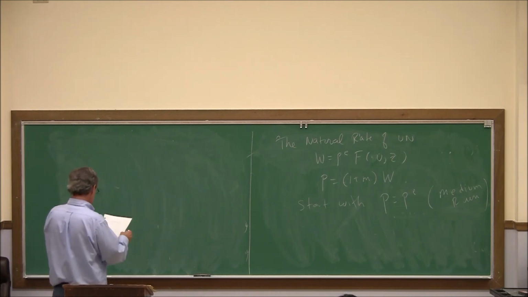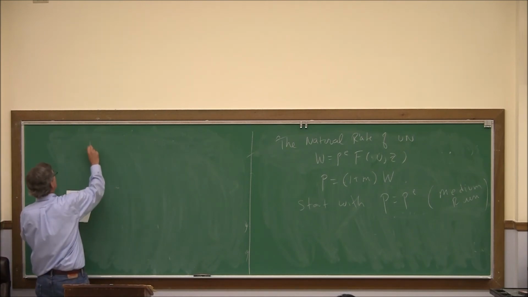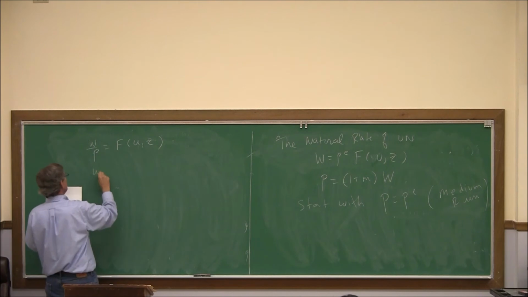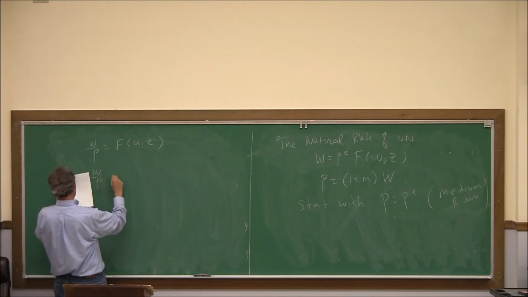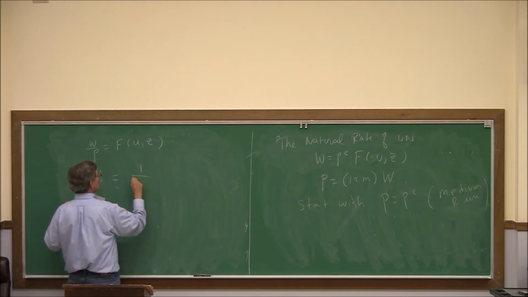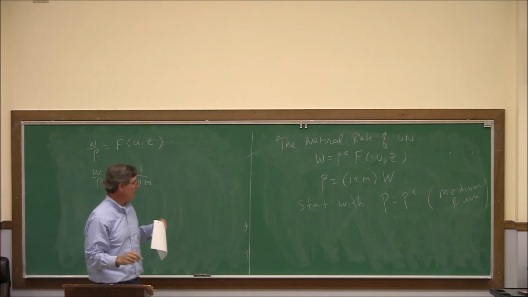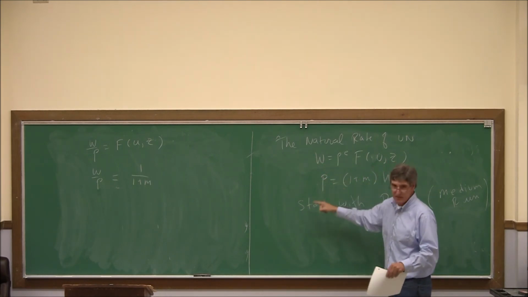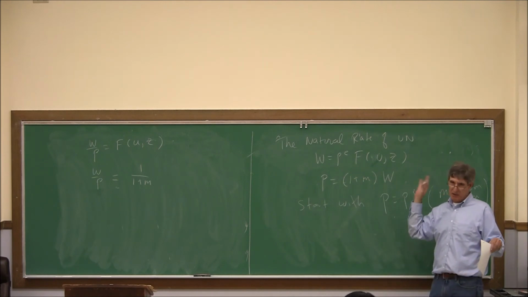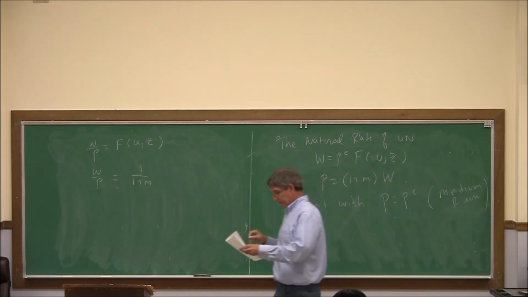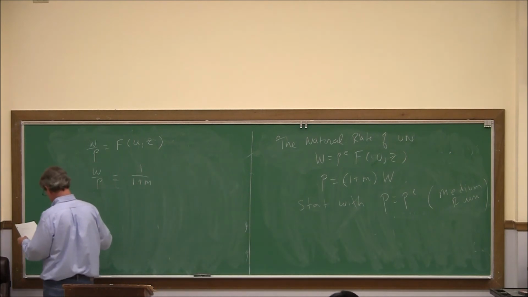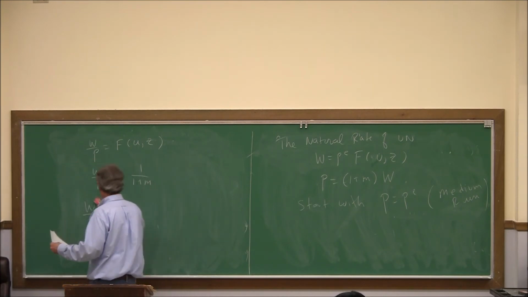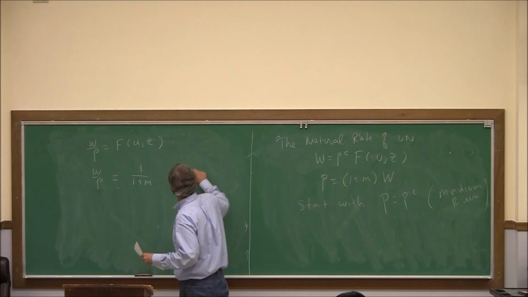So under that assumption, we have W over P equals F of u and z, and W over P equals 1 over 1 plus M. This is equal to P now. Just divide by it, just bring that on each side. See that easily enough? Simple algebra. Then W over P, oops, this is the real wage paid by firms.